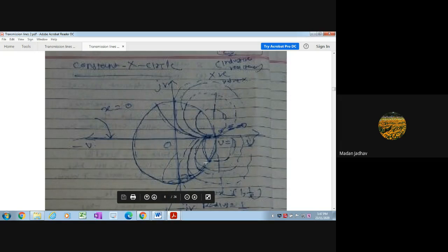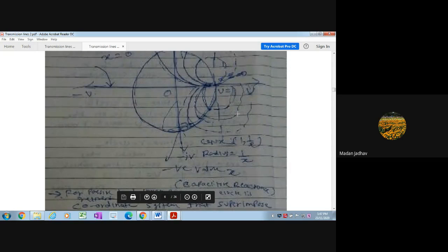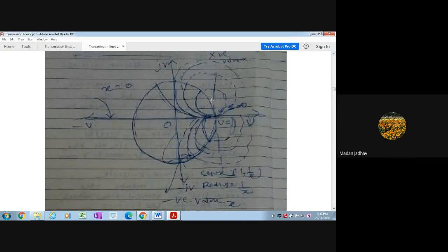Now you can see the reactance circles. This is x equal to infinity, and x equal to 0 will be just the horizontal line. If you move towards this side, you will get positive values, and in the downward direction, negative values for x.